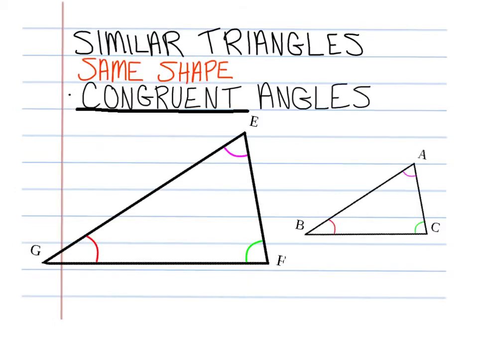For example 1, one property of having similar triangles: they're going to be different sizes, but they're going to have the same shape. The first property is that they have congruent angles. What that means is that all 3 of their angles are going to be the same. So angle E is equal to angle A, and I colored them so you can tell which angles are equal. Angle G is going to be equal to angle B, and angle F is equal to angle C. So that's what it means to have congruent angles.